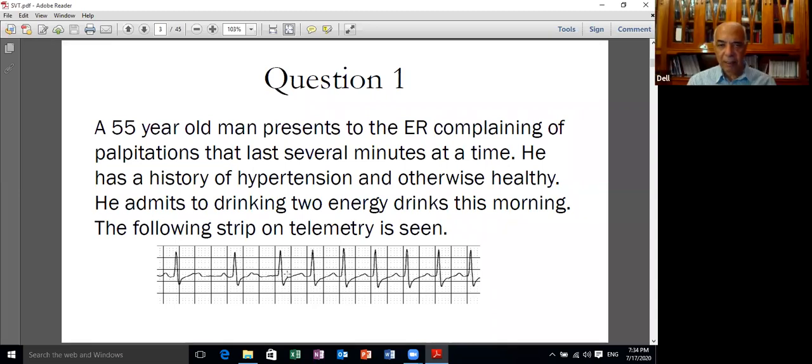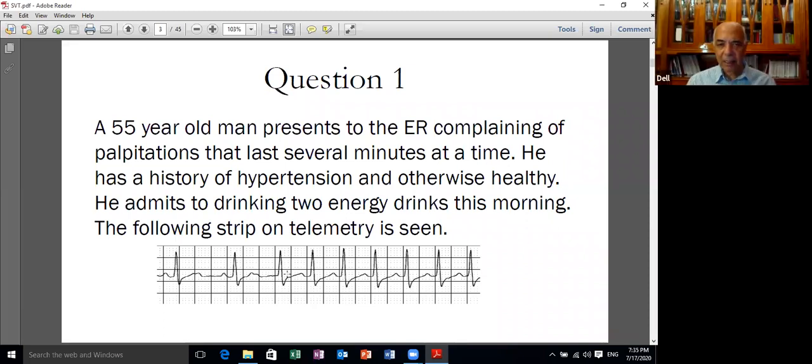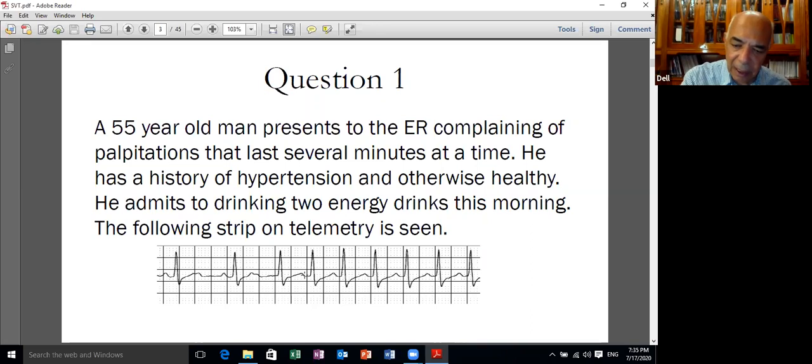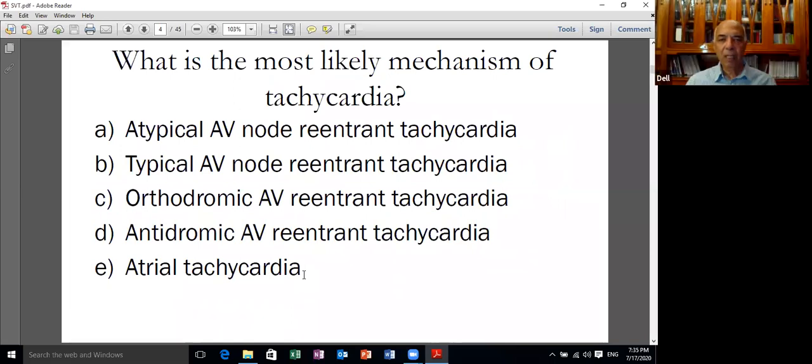If it occurs once, that's an echo beat. If it occurs twice, that's a couplet. If it occurs repeatedly, 3 times or more, that's supraventricular tachycardia. So this is the underlying mechanism of this simple ECG. So going from that into the question, what is the most likely mechanism of this tachycardia?